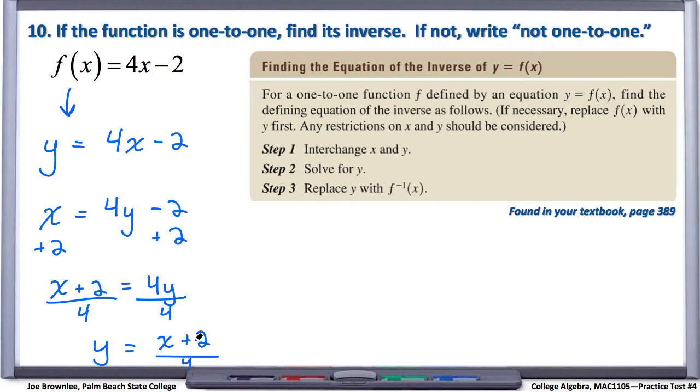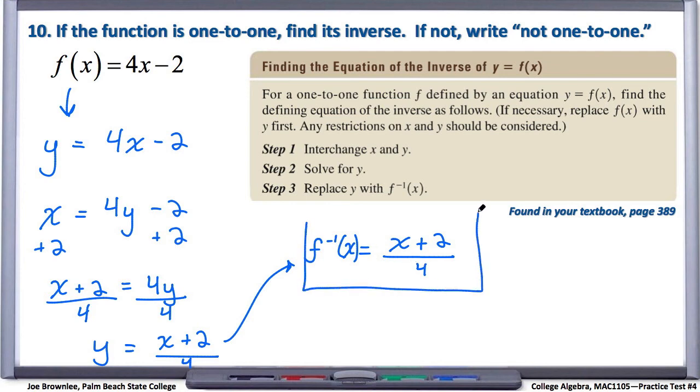I ran out of room there a little bit, so let me move that up. So y equals x plus 2 over 4. And then step 3, our last step, is to replace y with f inverse of x. So we're swapping out the y for inverse function notation. F inverse of x equals x plus 2 over 4, and there we have it.